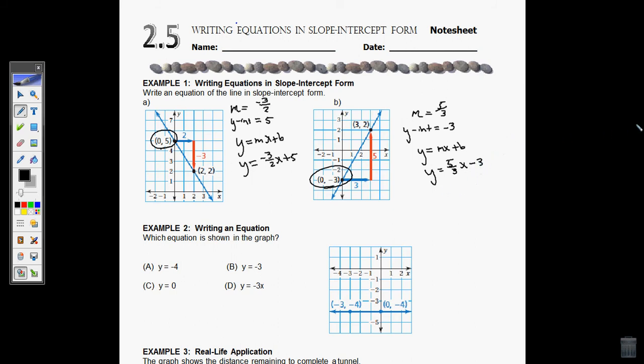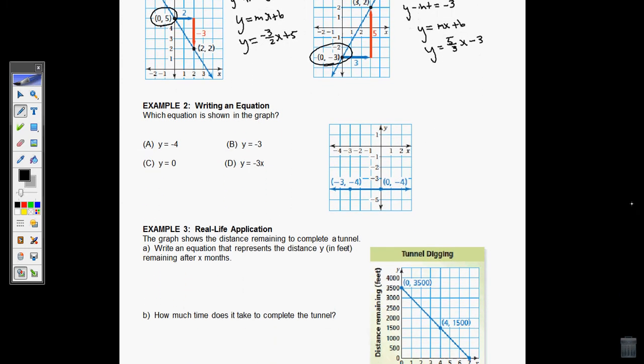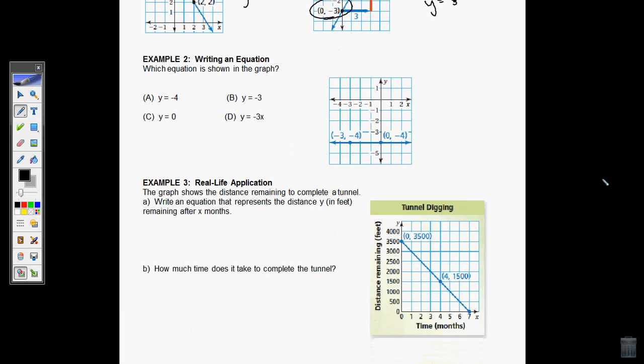Fantastic. Example 1 done. You guys are going to be super good at that. I have no worries. Example 2. Which equation is shown in the graph? Okay, it looks like a horizontal line, and we haven't talked about horizontal lines in a while, but hopefully we can remember how we write a horizontal line.